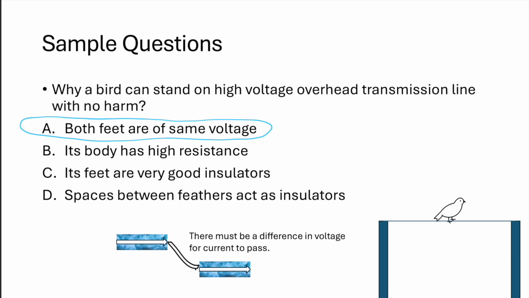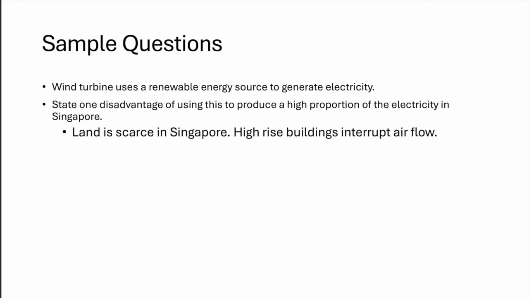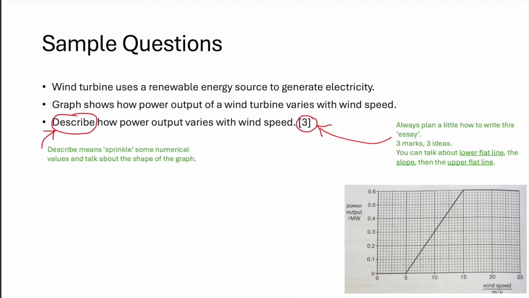And this chapter will sometimes give you very long questions. This is an example: wind turbine, renewable energy. Say one disadvantage of using this in Singapore. Of course, land is going to be a problem, given the amount of high rises that we have. A graph is shown describing how the power output varies with the wind speed. For describe questions, usually you have to sprinkle in some numerical values that you see in the graph.